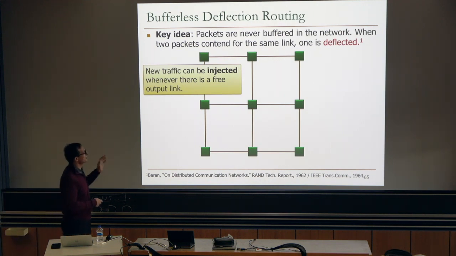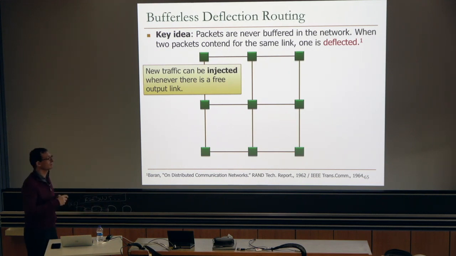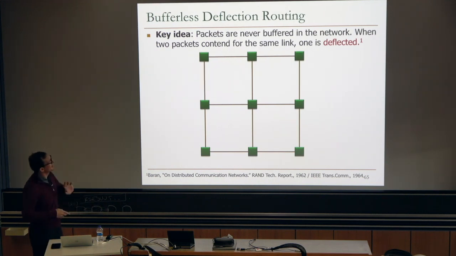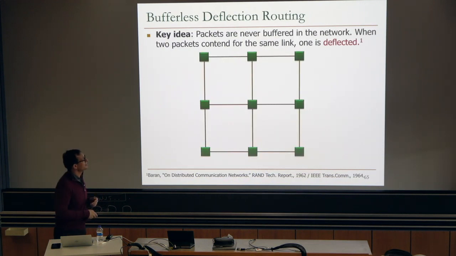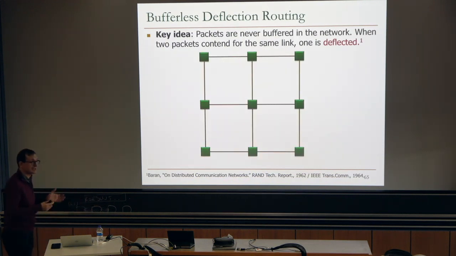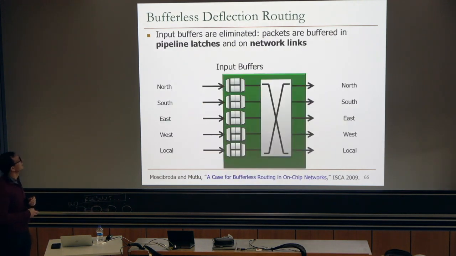And of course you need to ensure that injection happens correctly. You need to inject new traffic whenever there's a free output link. Again, there are no buffers in the routers. They need to handle injection and ejection carefully here. Okay, but we're going to talk about that later. But this is a way of actually simplifying the network, but this is clearly a way of doing flow control also.